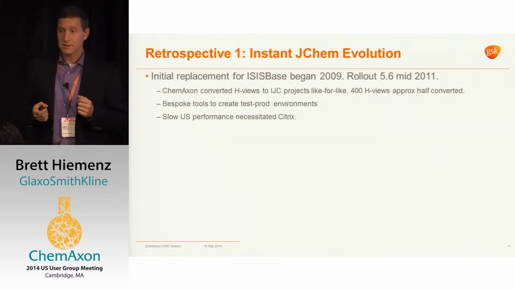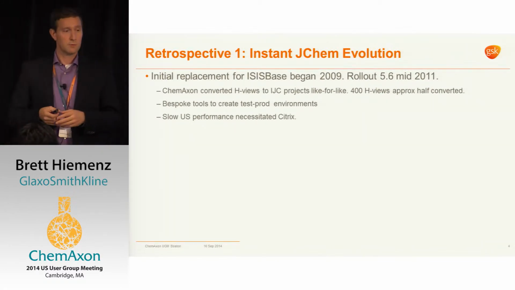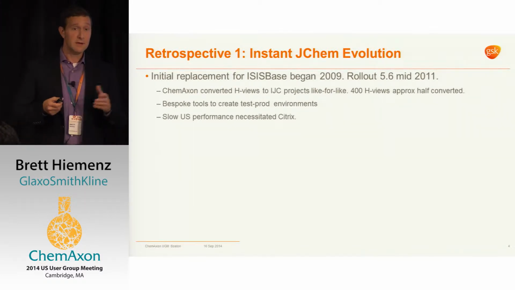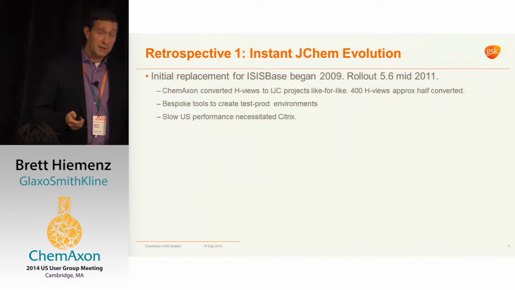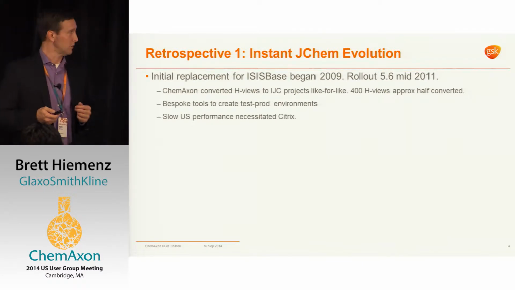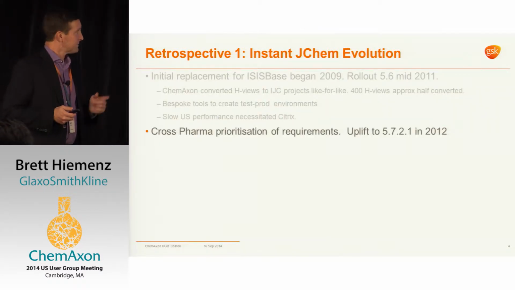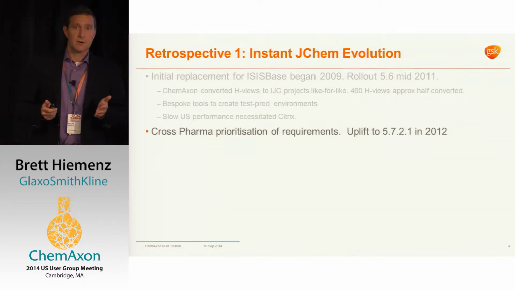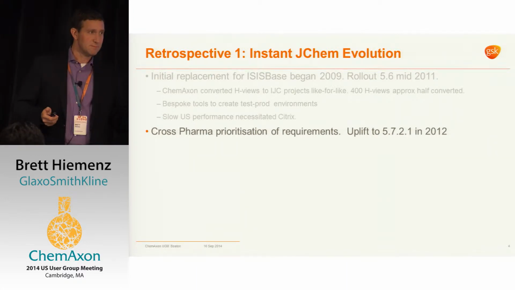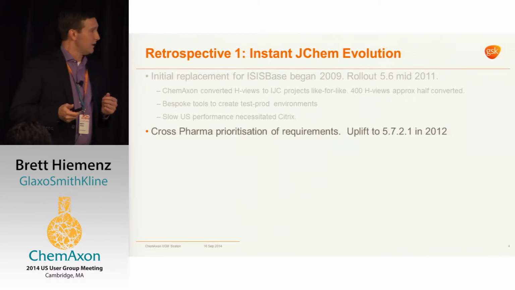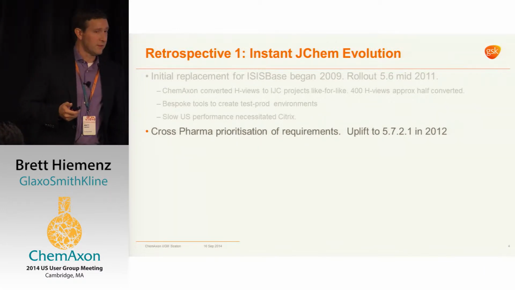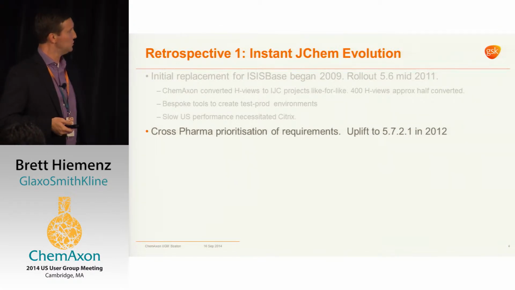We did have some pain points. All our databases, and there were several of them, were based in the UK. US users didn't like the performance that they saw from IJC, so we had to use Citrix. No one was particularly pleased by that, but it did generate the performance that we were looking for. Soon thereafter, ChemAxon organized a cross-pharma prioritization of the IJC requirements, got some feedback from various groups, and used that towards the development of their product. GSK followed very soon thereafter with an uplift to 5.7.2.1 in 2012.